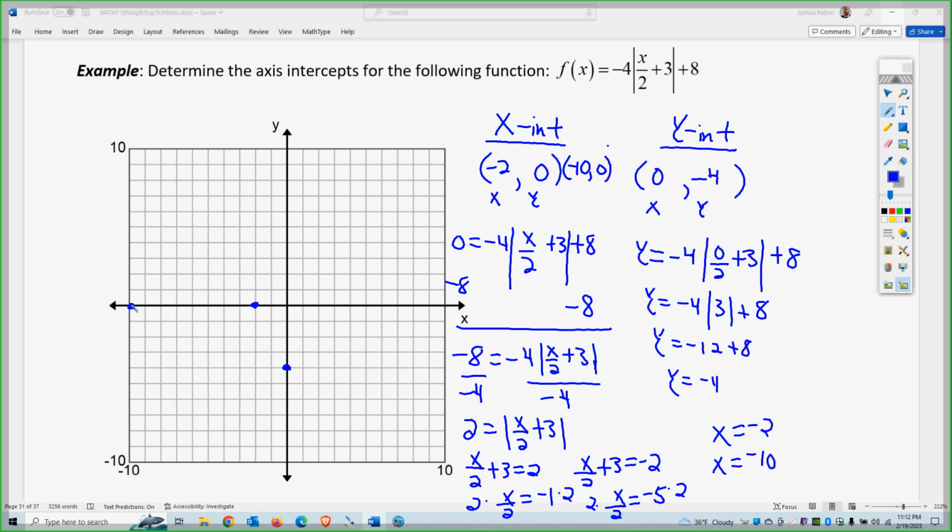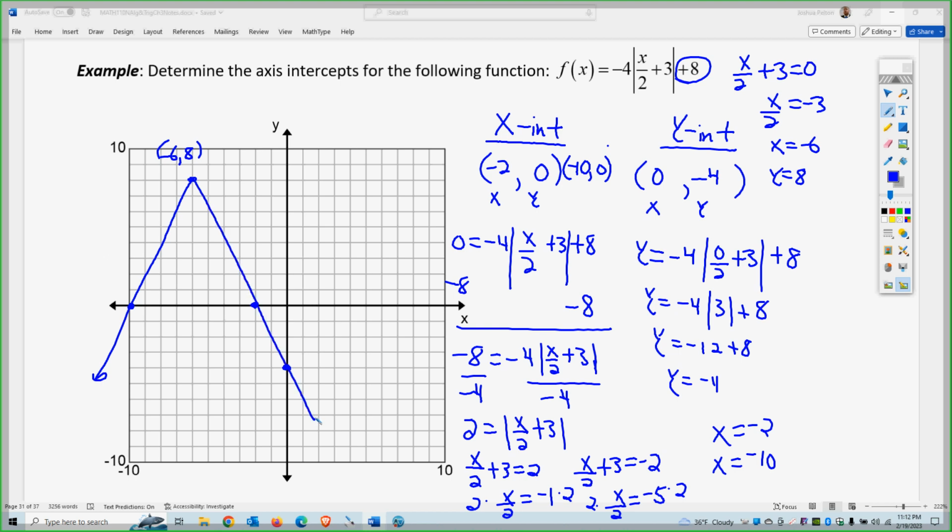So I need the vertex now. What I know is x over 2 plus 3 is equal to 0. So x over 2 equals negative 3, or x equals negative 6 when I solve. So that is my x value. My y value is the 8, which is the outside value. So negative 6, 8 is the vertex. So 1, 2, 3, 4, 5, 6, and 1, 2, 3, 4, 5, 6, 7, 8. So that gives me my absolute value graph. And our y-intercept is 0, negative 4, and our x-intercepts are negative 2, 0 and negative 10, 0.